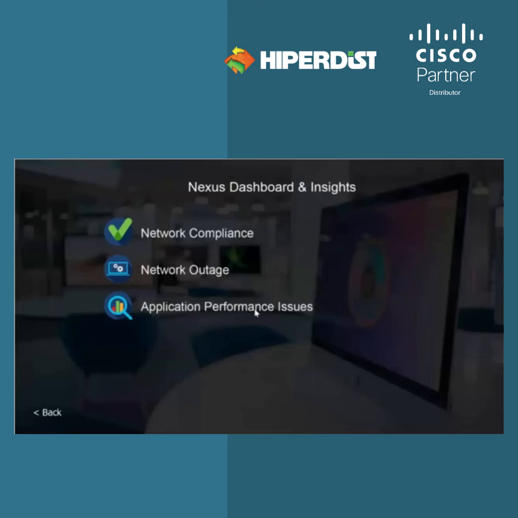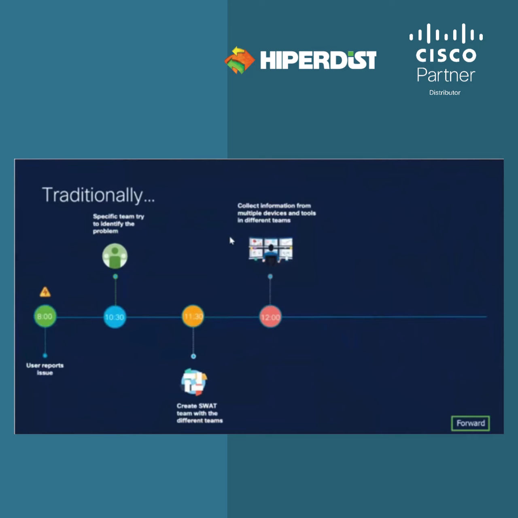So we have three case scenarios. The first one is network compliance, the second one is a network outage, and the third one is an application performance issue. Now let's have a look at the first case scenario.